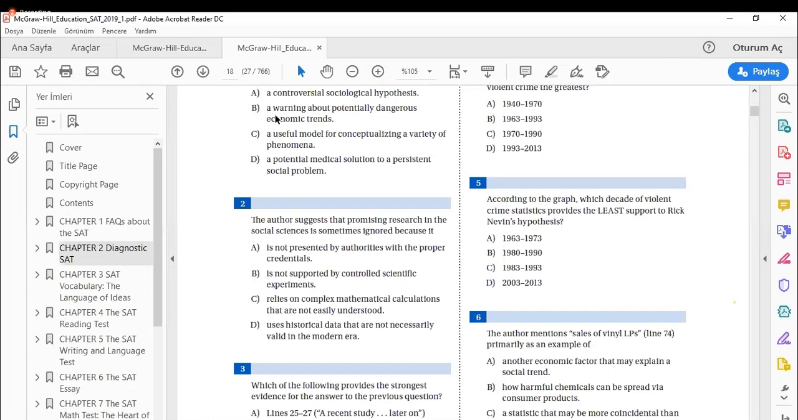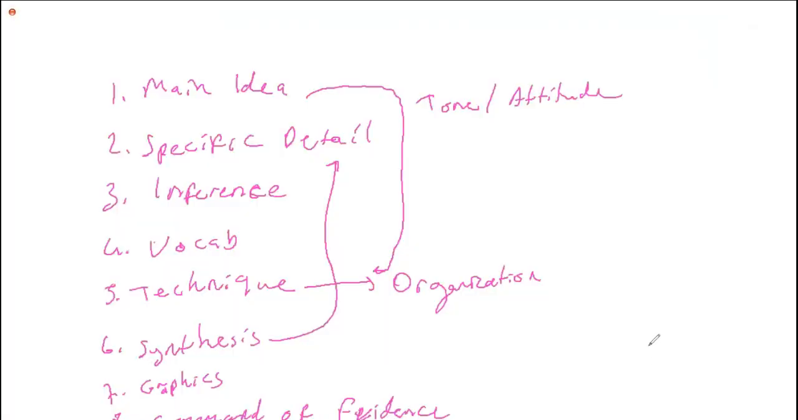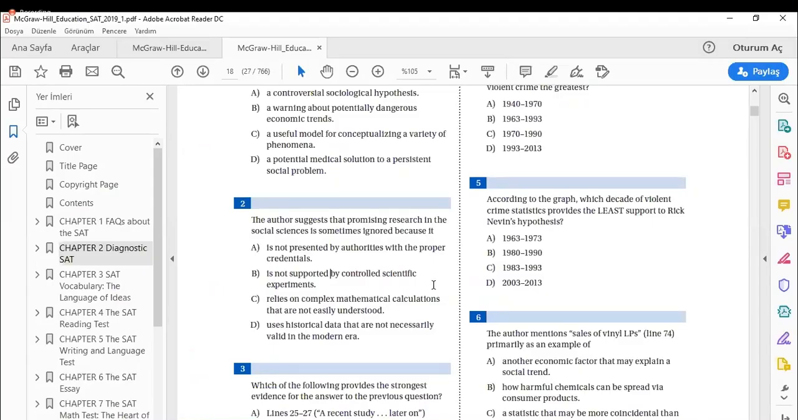Yes, Behram, ready. So, sir, first of all, let me read the question. The author suggests that promising research in the social sciences is sometimes ignored because it. So, first of all, what sort of question is this, Behram? I think, sir, it's a specific detail question, because it's asking a reason, why. Yes, sir. I think it's specific detail. Behram, look at our list again.